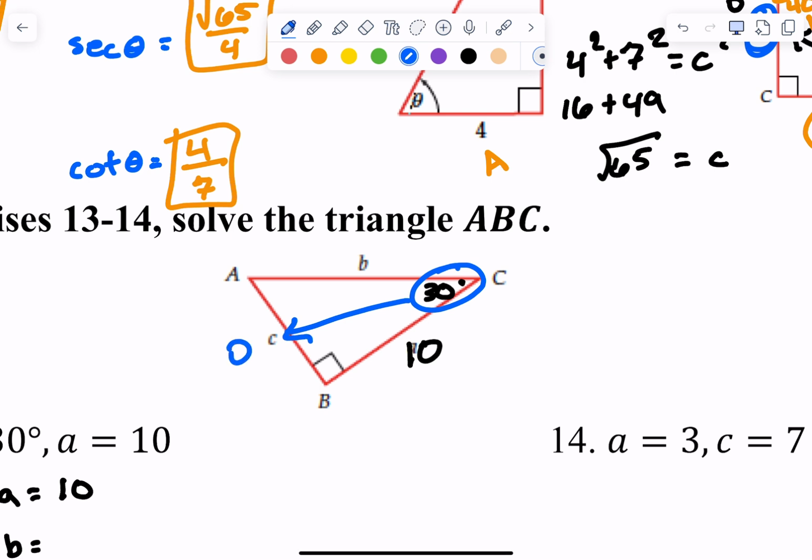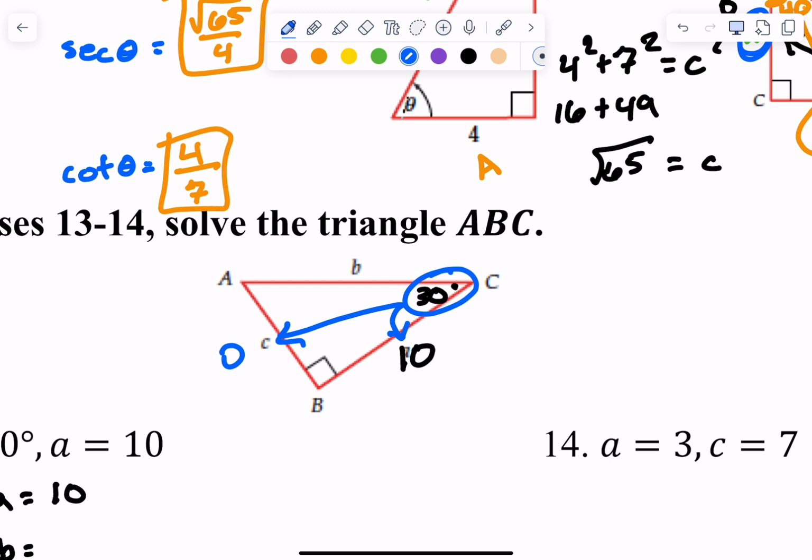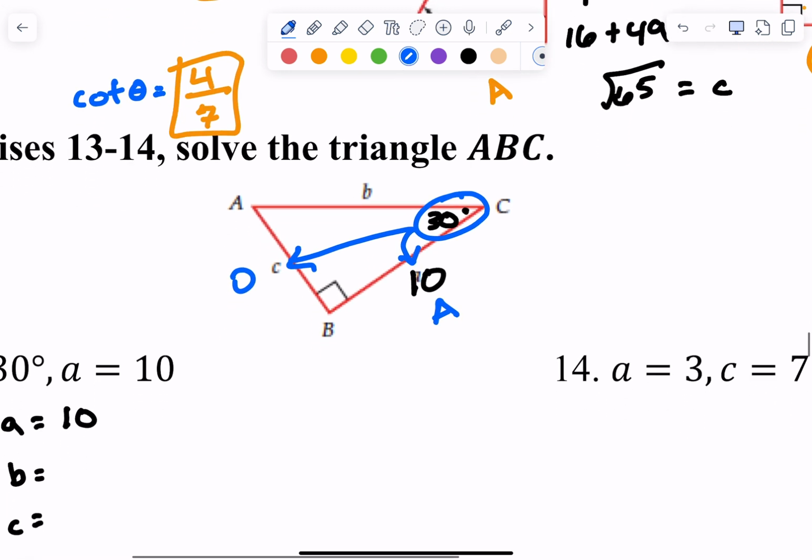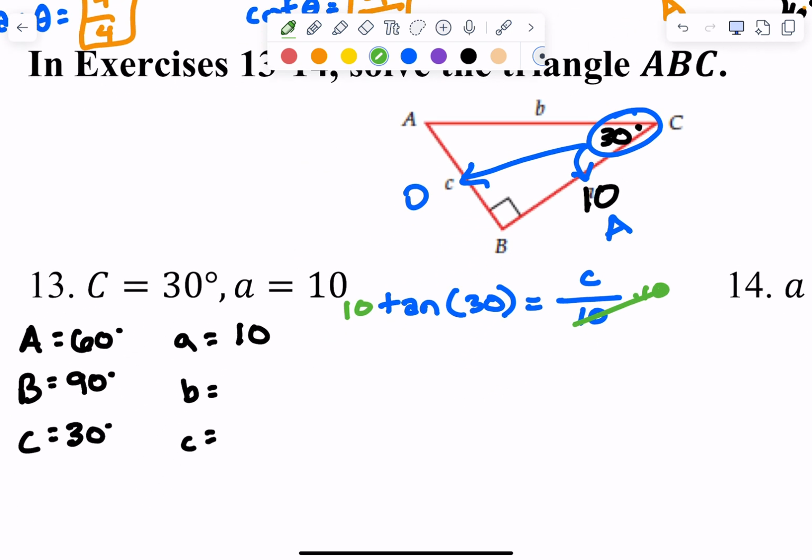Opposite, and the only side that I know is 10, so I have to use 10, and that is the adjacent side. So we're going to use TOA, which is tangent. Tangent of what? 30. Tangent of 30 equals opposite over adjacent, and the opposite is C, so C over 10. To get C by itself, we multiply by 10. So 10 times tangent of 30, make sure your calculator's in degrees: 5.77. Cool.